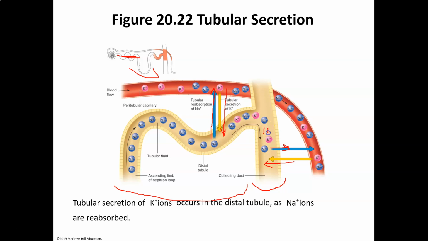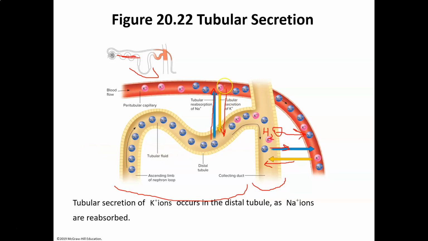That's H2O. H2O follows sodium. So wherever sodium goes, water goes too. That means you're concentrating the urine. Think about that. You want to save that water. You're bringing it back into your blood vasculature. That means there's less water in your urine. So you're concentrating the urine. So that's good. You want to hang on to as much water as possible. But this whole process is called secretion.